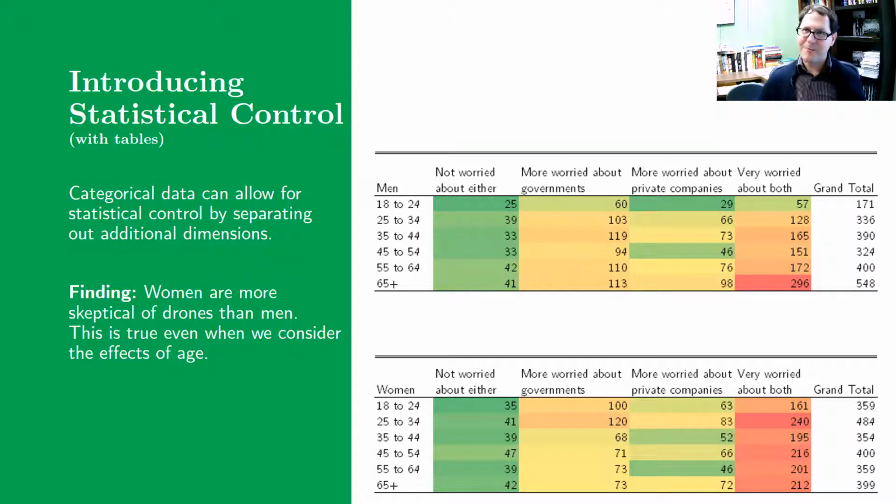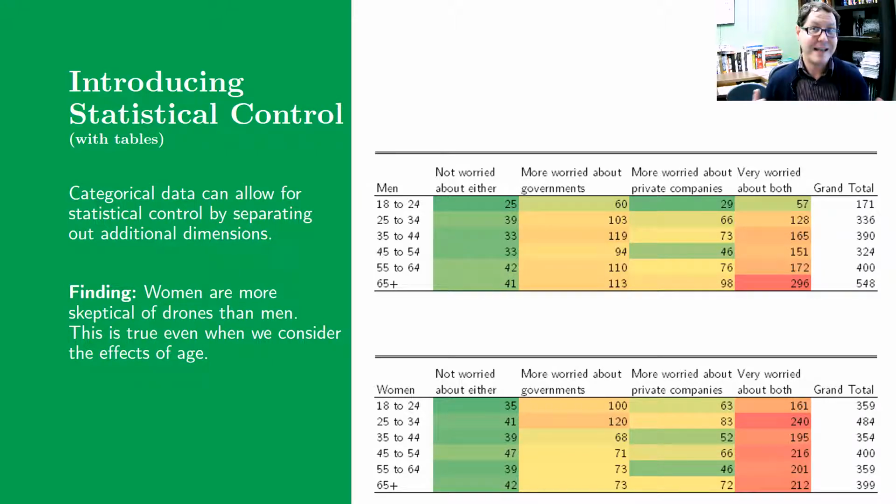And so, what I conclude from that is that yes, it does seem that as we get older, we become more worried about technology. That pattern is there. But even controlling for that, even separating out ages, I still see women being more skeptical or more concerned about drones than men. And so I can say I've essentially controlled for that relationship.